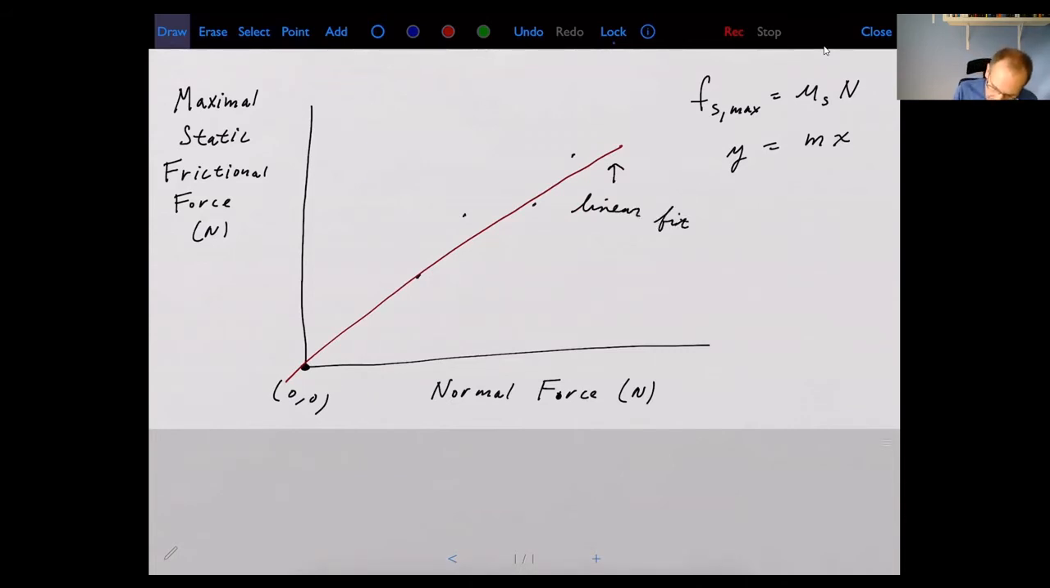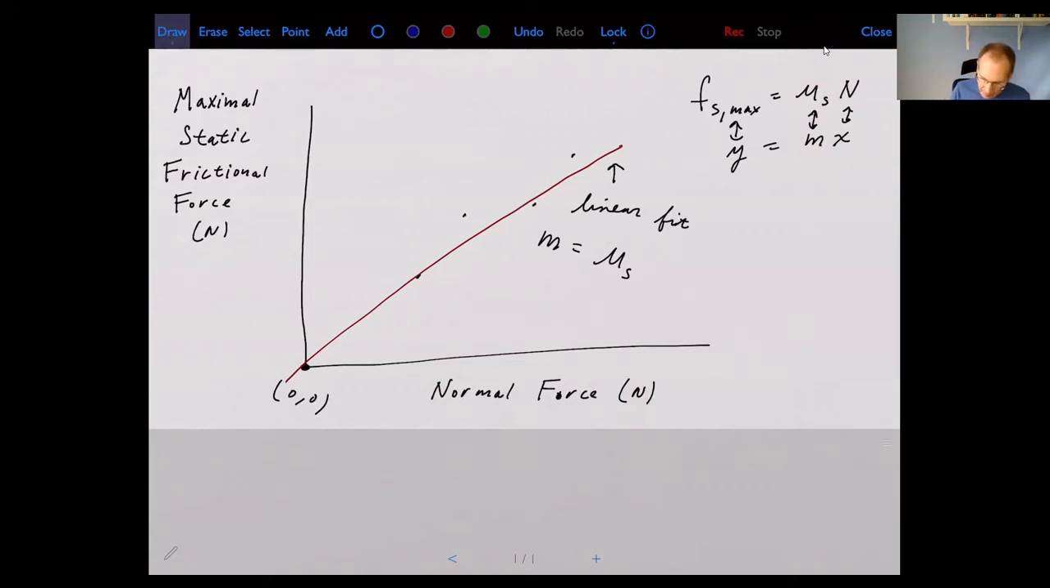And the slope is going to be really important. Remember, it'll give you the slope. What does the slope represent? Well, the slope is going to be μs, right? So y is like our Fs max because I plotted that on the y-axis. My x is basically the normal force because I plotted that on the x-axis. So the slope here corresponds to μs. So this slope is just a way of getting μs.